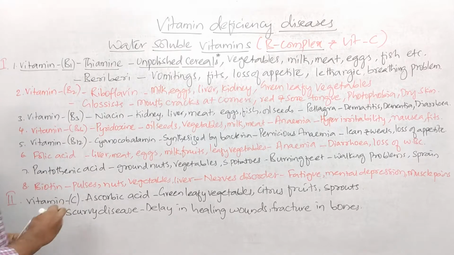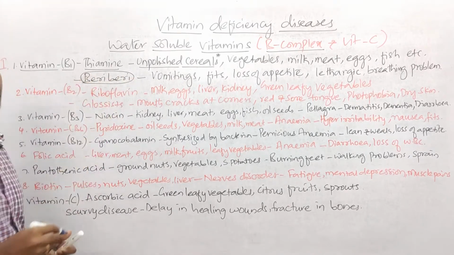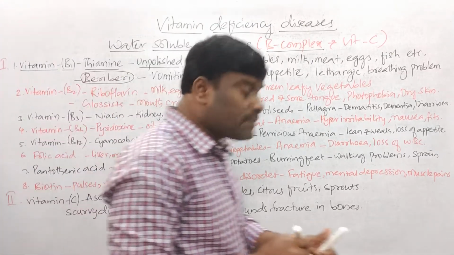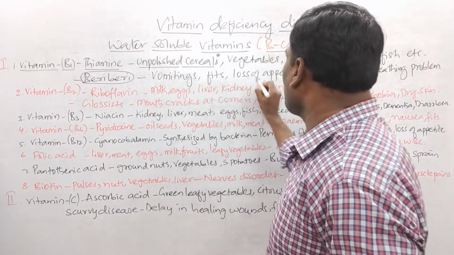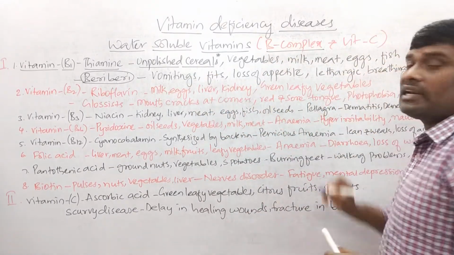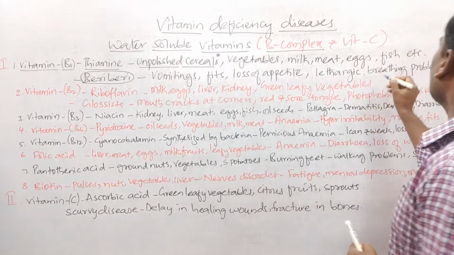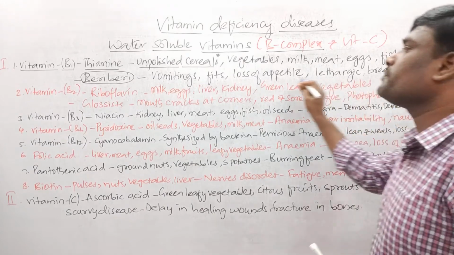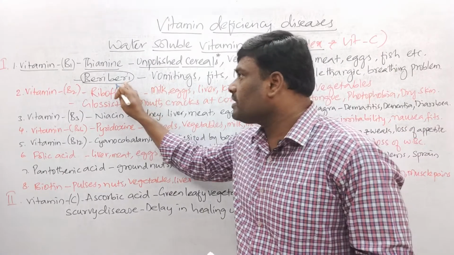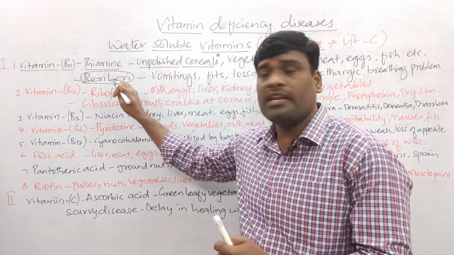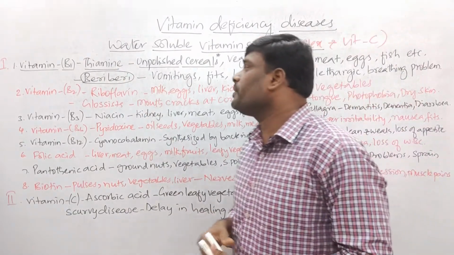The deficiency of thiamine leads to beriberi disease, children. If you look into the symptoms of beriberi: vomiting, fits, loss of appetite, lethargy, which means unenergetic, dull, lazy, and a breathing problem. These are the symptoms of beriberi disease, which is due to lack of vitamin B1, that is thiamine.